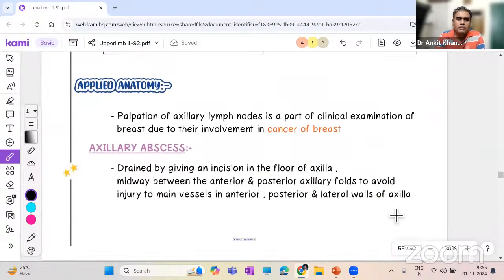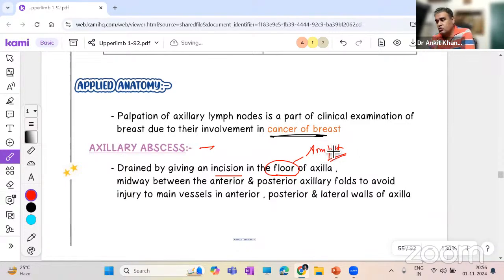A couple of applied anatomy points: palpation of axillary lymph nodes is a clinical examination, as in CA breast, which we have already discussed. Axillary abscess: there can be an abscess anywhere in the body. So for an axillary abscess, where to drain it anatomically? It is drained by giving an incision in the floor. Where was the floor? The floor was the armpit region. So we know where to incise.